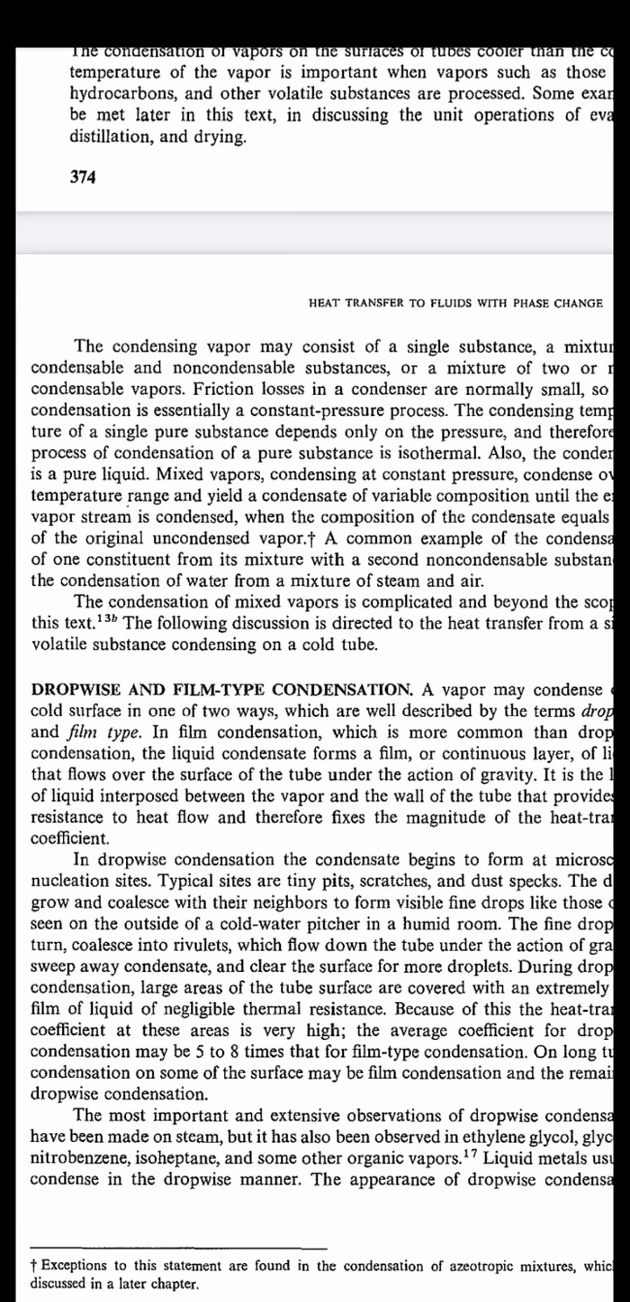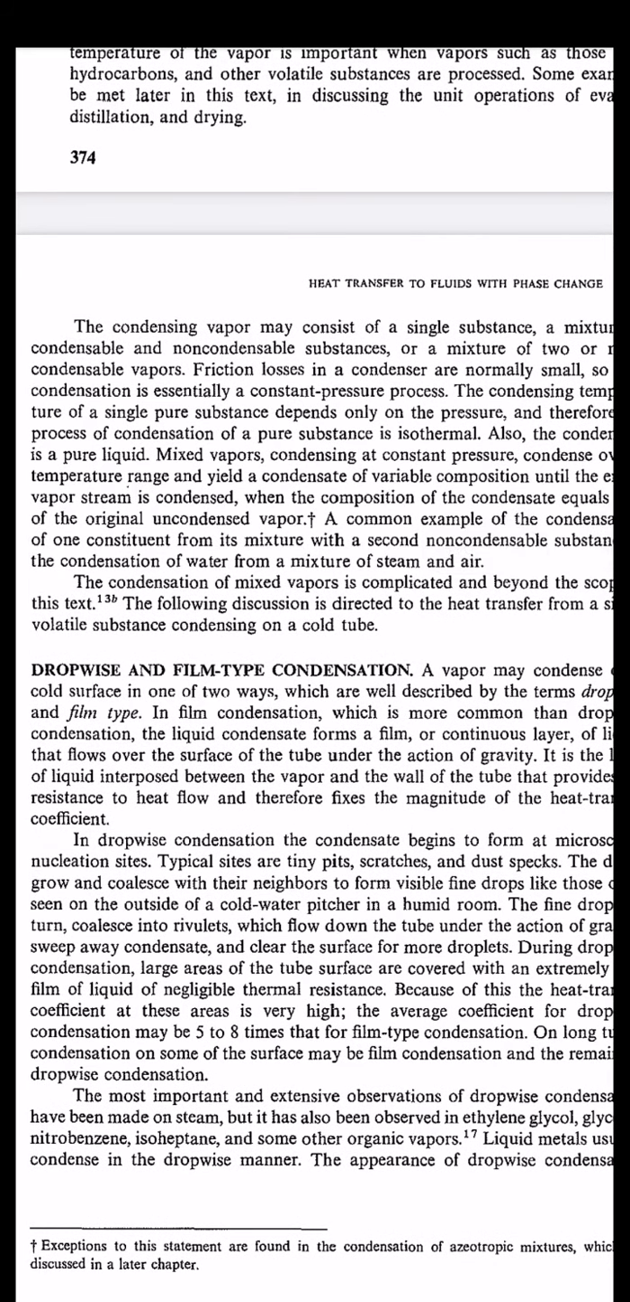At the other end, droplet condensation takes place whenever the surface is dirty, dusty, and irregular. In that case, dropwise condensation takes place. Now, many practices have been implemented, or may be implemented at a certain level.